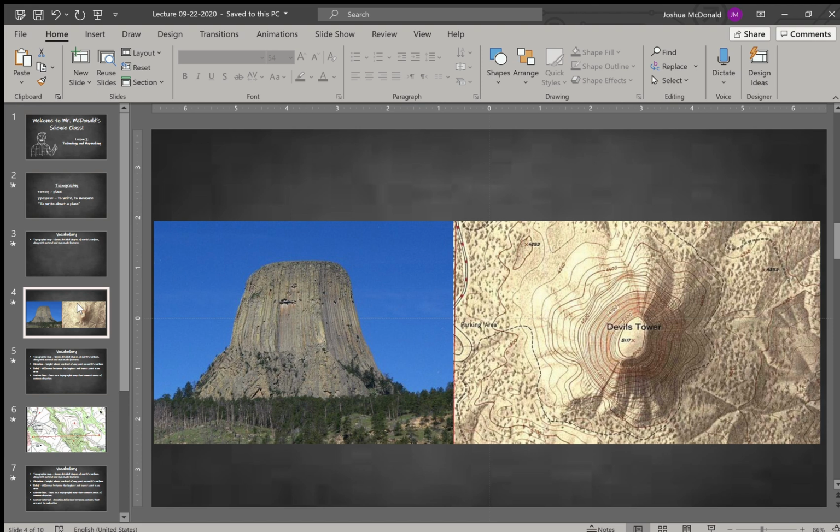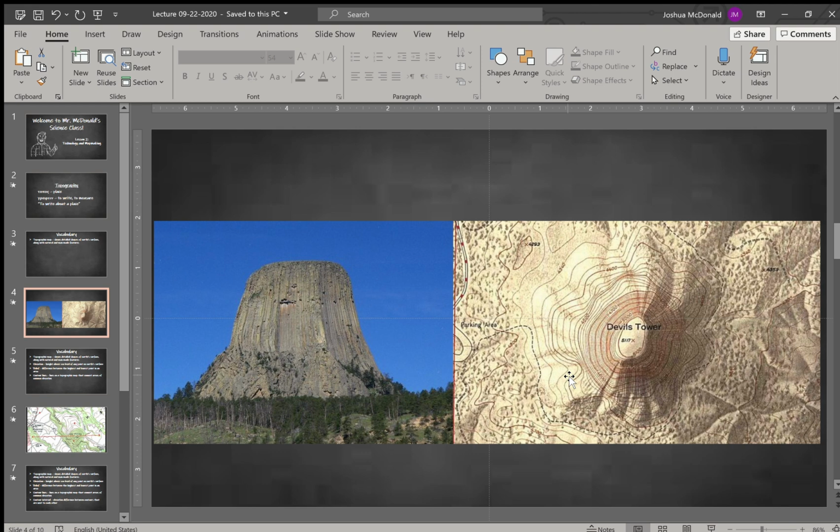So if Devil's Tower, our tower here, is 5,112 feet, and the base is 4,400 feet, what is the relief? Well, you'd subtract them again. 5,112 minus 4,400, and that's how you find your relief.